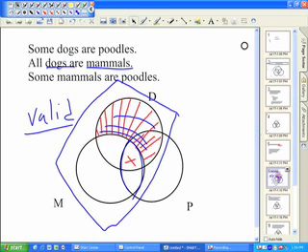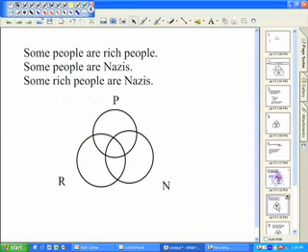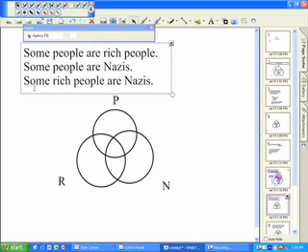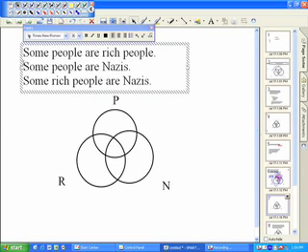Now, let's see what's next. Okay, here's another example. Some people are rich people. Some people are Nazis. Some rich people are Nazis. Can someone tell me what's wrong with this? It's not in standard form. Yeah, so I'm going to have to change this right now. I did this purposely to see if people would be able to identify whether something was in standard form or not.